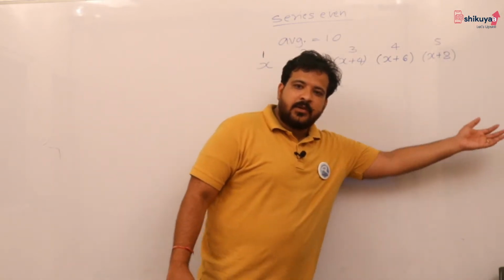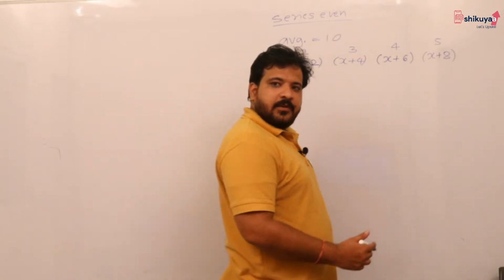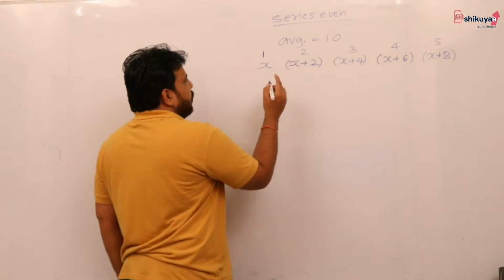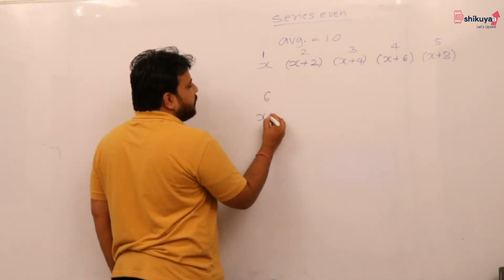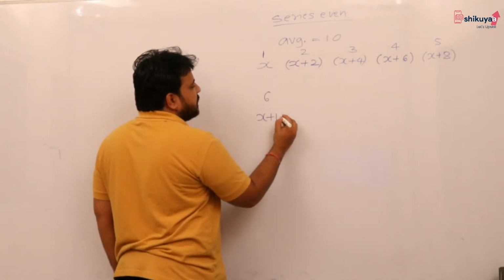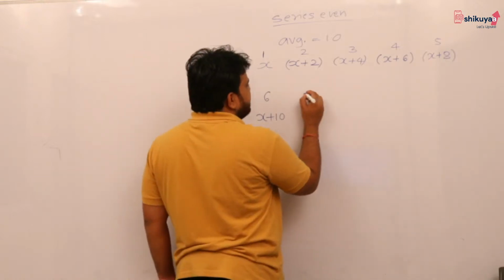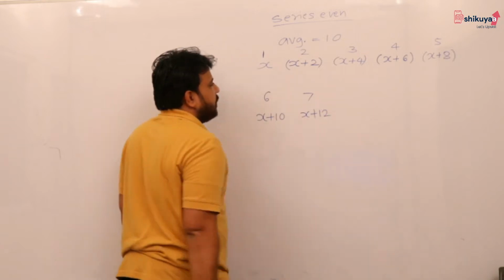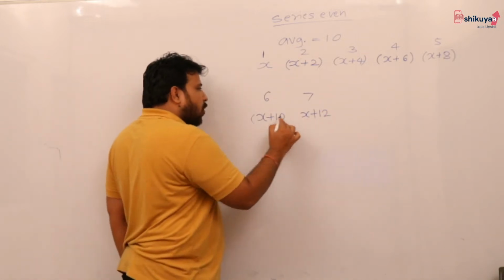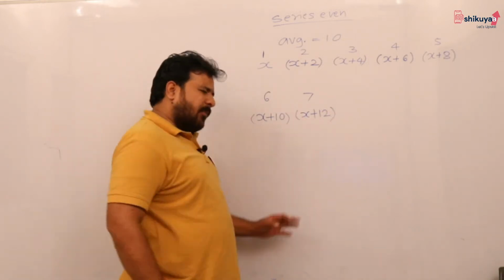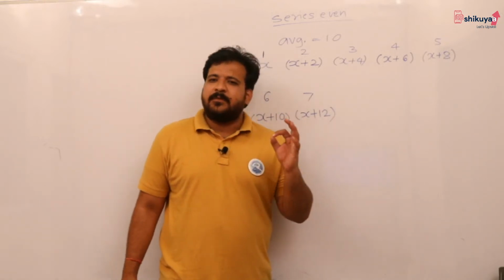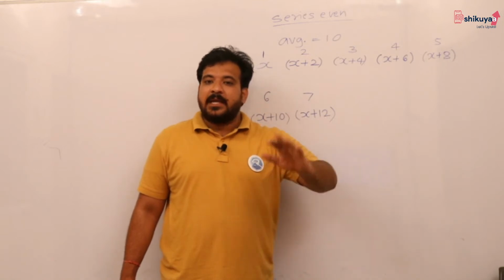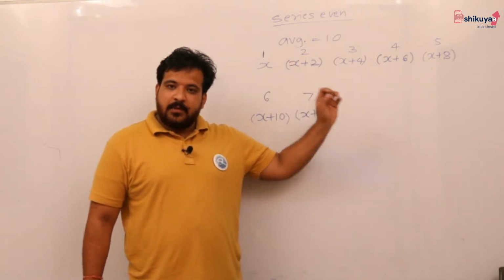Can I write to the extreme right? Okay, I will write the next term below. What is the sixth term? The sixth term will be x plus 10. And the next, the seventh and final term, is x plus 12. So what a common student does, I'm going to tell you a very simple way to solve this problem, but later on I want you to understand the basic logic, the basic mathematics.